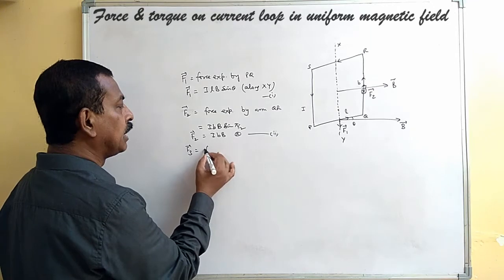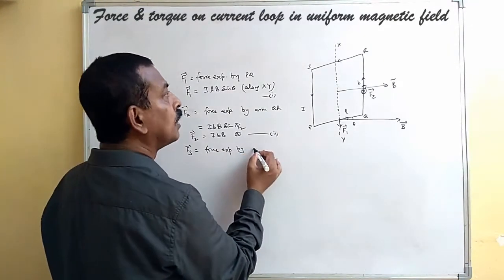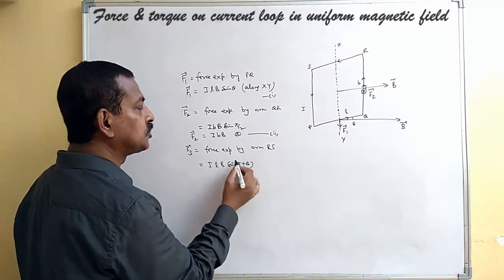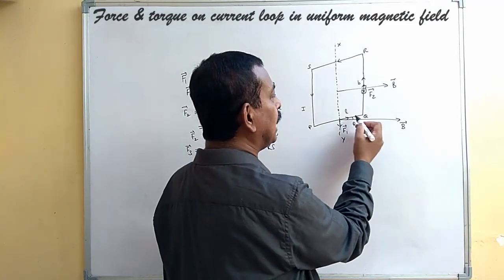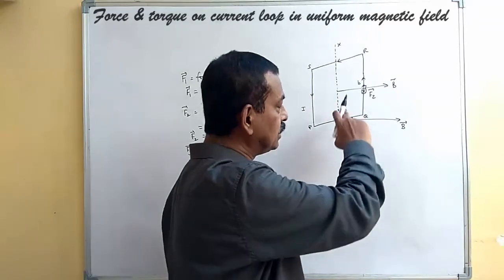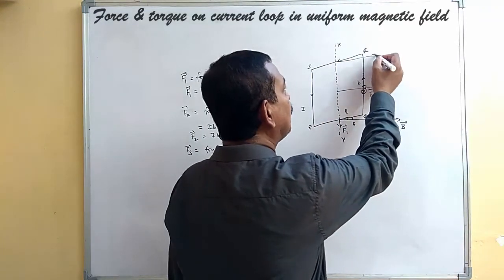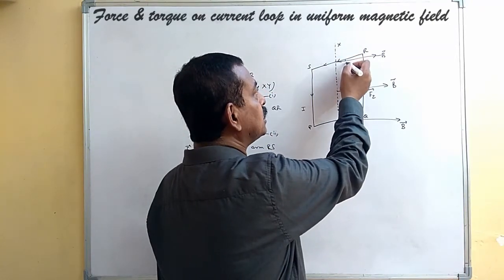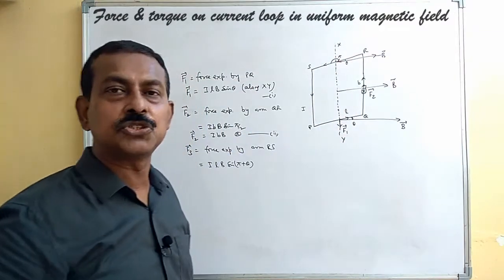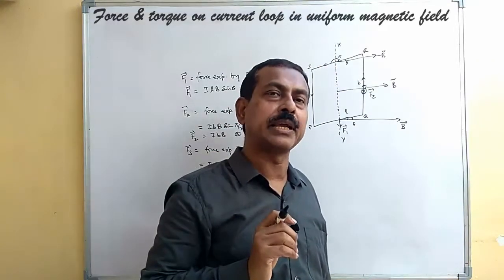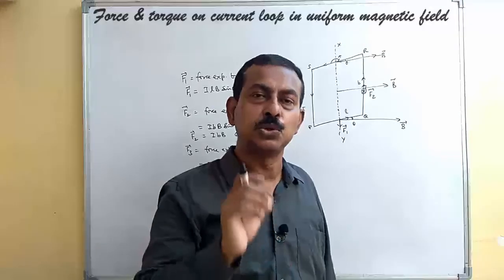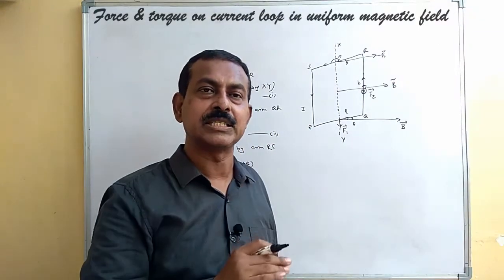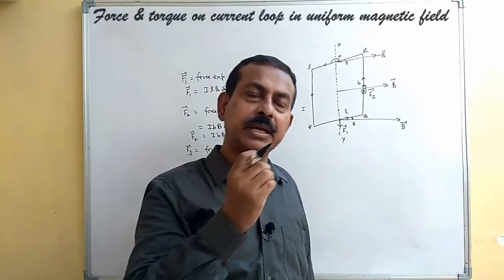F3 is the force experienced by arm RS. So this is I L B sin(π + θ). Now why is it π + θ? Here, if the angle is measured positive in the clockwise direction, with the magnetic field and the current in these directions, this is θ and this is π. So obviously it will be π + θ, because whenever you measure an angle, in that particular problem you should adopt only one sign convention. If you have taken the clockwise direction of measurement of the angle as positive, let it be positive for all cases. If you have taken the anti-clockwise direction as positive, let it be so for all cases.